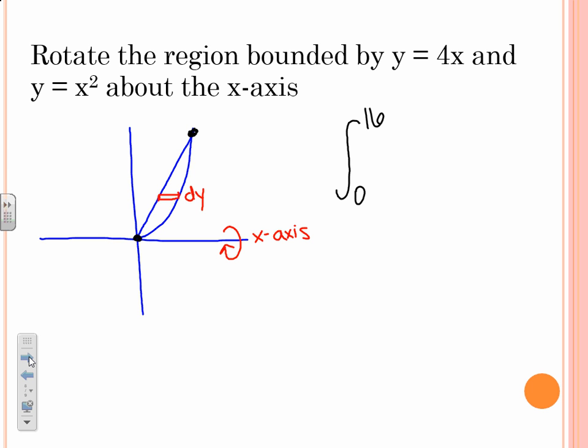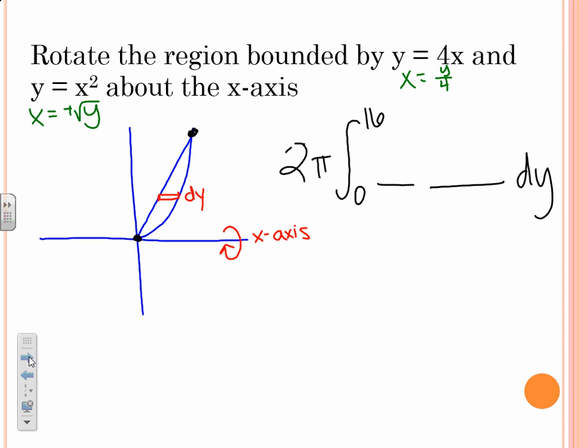Okay. Now, before we get too excited, let's go ahead and rewrite our equations. This line we need to be x equals y over 4. And this parabola we need x equals positive radical y since we have the positive piece. Okay? So, when we go to do this integral, we have 2 pi times radius times height times our thickness is now dy. Okay? Here's where it changes.